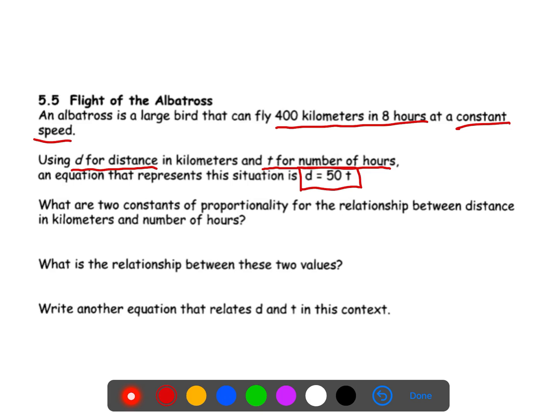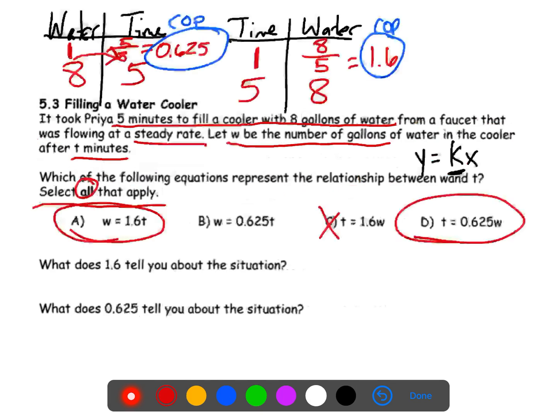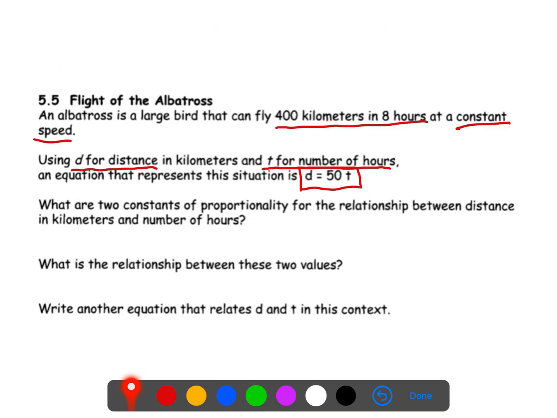So the first question, what are two constants of proportionality for the relationship between distance in kilometers and number of hours? Going back to our tables here in the last example, we found two constants of proportionality. Now it's not easy to see this way when they are decimal numbers, but as fractions, can you see those constants of proportionality are reciprocals of one another? 5/8, 8/5.